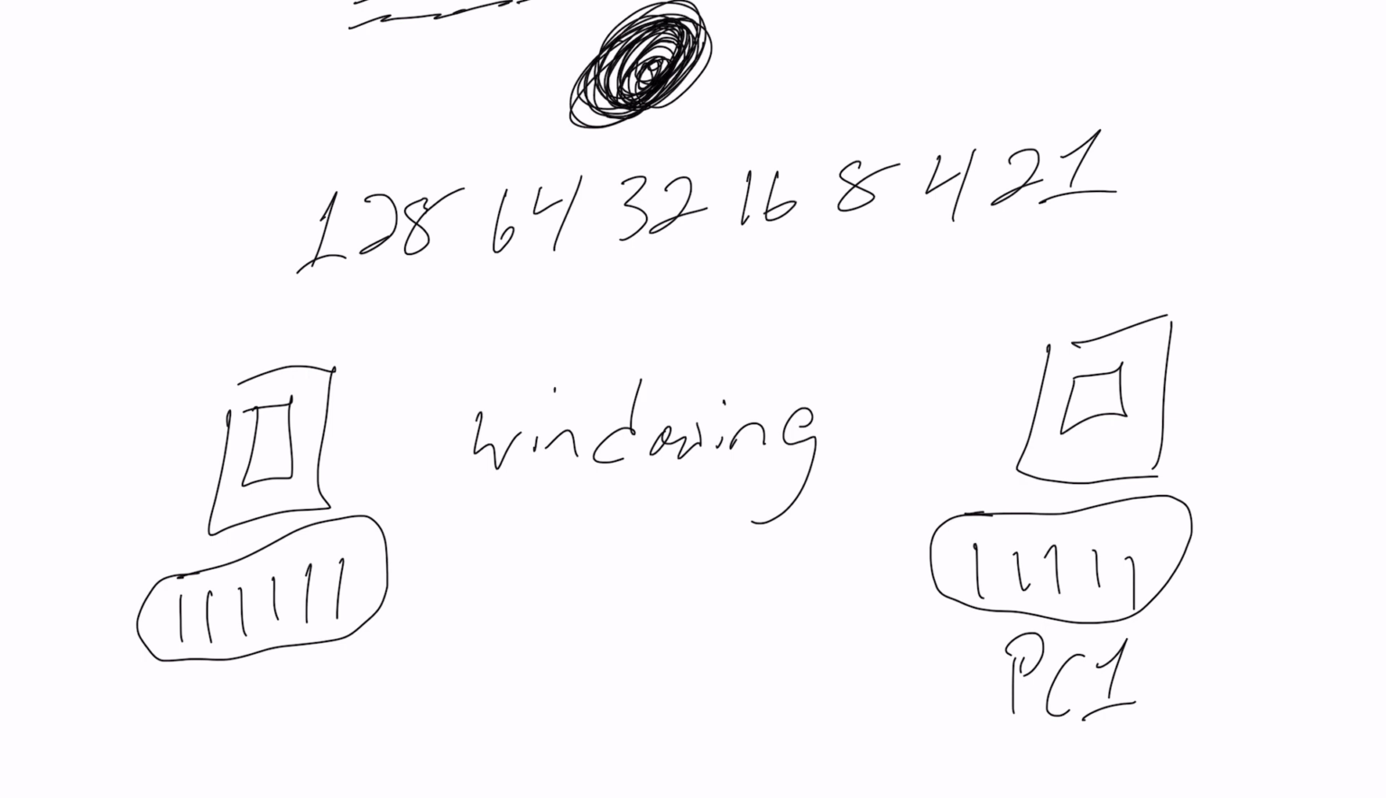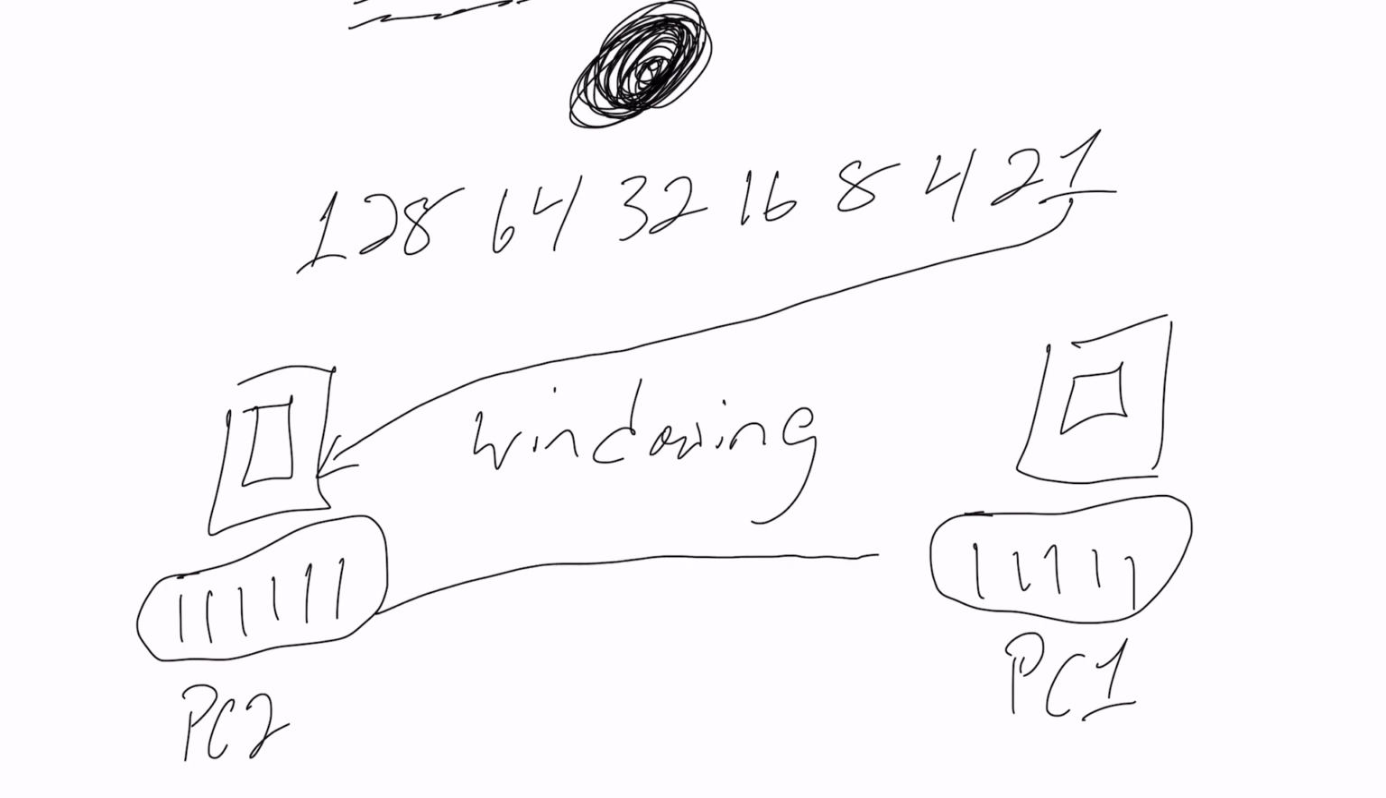The first thing it's going to do is send one packet to PC2. PC2 is going to send an acknowledgement that it has received packet 1. Then PC1 is going to say, okay, you received that, so now I'm going to double it up and send 2 packets.